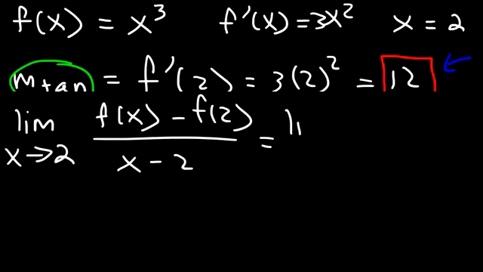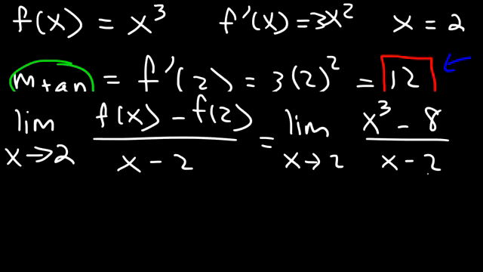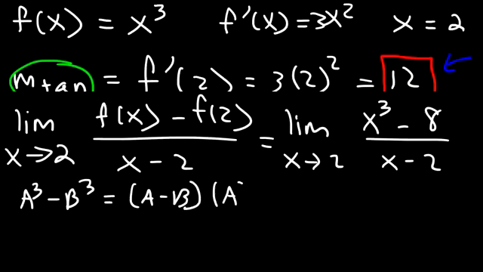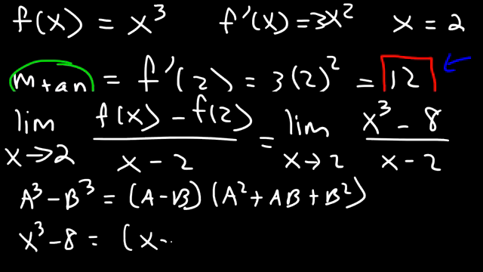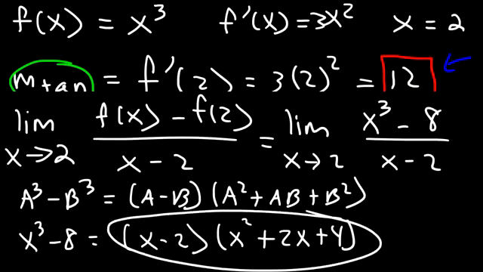Now f of x, we know it's x cubed. F of 2, if you plug in 2 into that expression, 2 to the third is 8, and you get this. Now we need to factor x cubed minus 8. So to factor differences of perfect cubes, you could use this formula. It's a minus b times a squared plus ab plus b squared. So to factor x cubed minus 8, x is a, b is the cube root of 8, which is 2, a squared is x squared, ab is 2x, b squared is 4. So this is how you can factor x cubed minus 8.